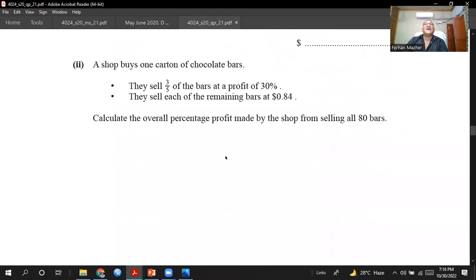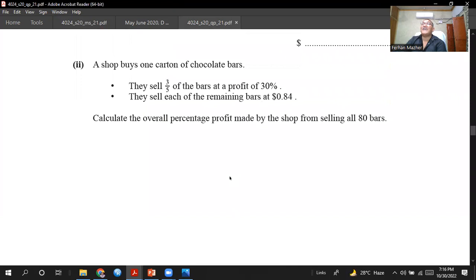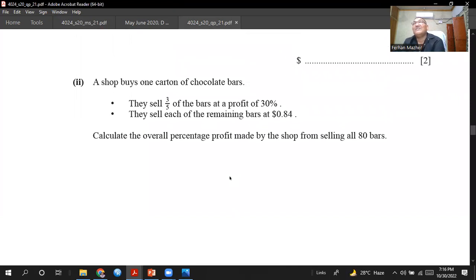Then he says a shop buys one carton of chocolate bars. In each carton, you have 80 chocolate bars. They sell 3 by 5 of the bars at a profit of 30%, and they sell each of the remaining bars at $0.84. Calculate the overall percentage profit made by the shop from selling all the 80 bars. It's a 5 marks question, a huge mark. So total there are 80 chocolates which you are going to sell, and 3 by 5 of the 80 are sold at 30% profit. So we can find out their sale price.